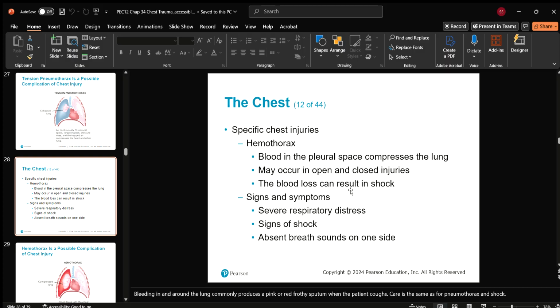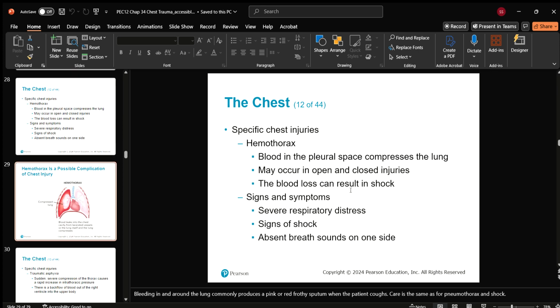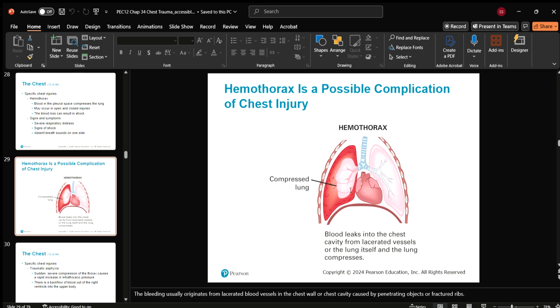The jugular veins will be flat. That's because the patient is bleeding out. So there's not enough blood for it to accumulate anywhere other than where it should not be, and that is in the chest wall. So we're going to treat this patient like we would any other that is going into shock. Keep them warm, give them oxygen, and transport rapidly. Here's just a diagram of a hemothorax. So we just have blood compressing the lung.